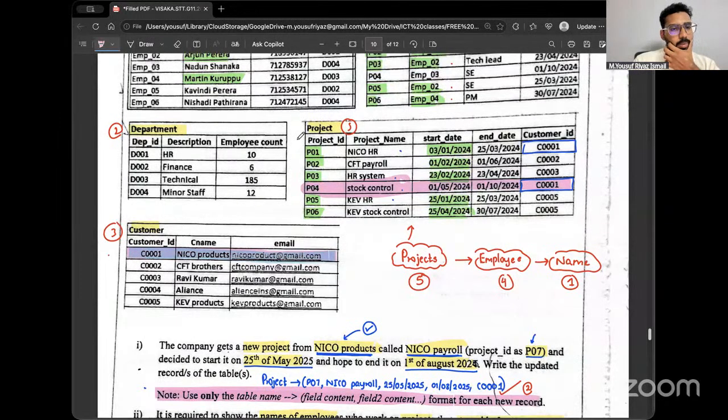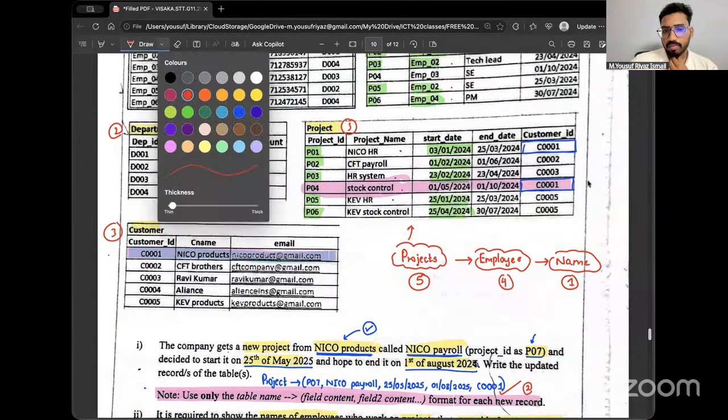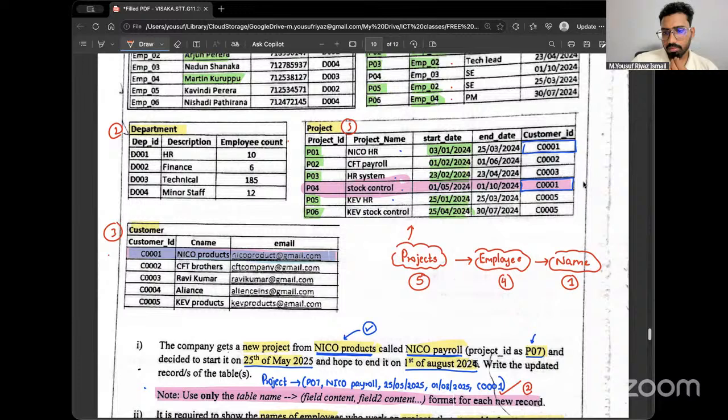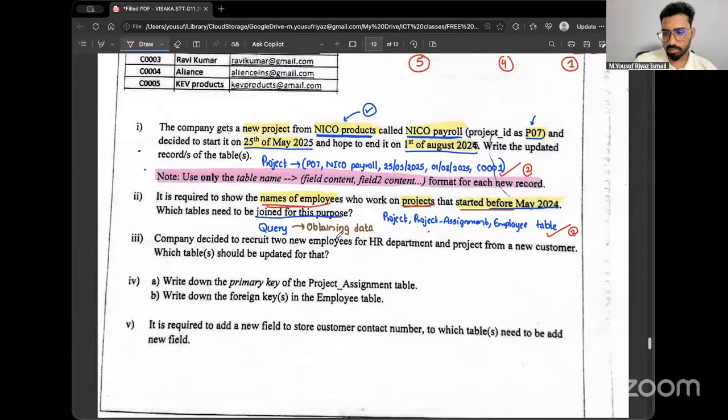How do you know Nico Products is the customer that gave me that project? Because I take the customer ID from here and I figure out, okay, the customer ID is C001, and I map it with this. So you should know how to map this data. You all can't be blank and confused about what is mapping with what. So this is what connecting the dots is. Next, if you have any questions, drop them in the chat.